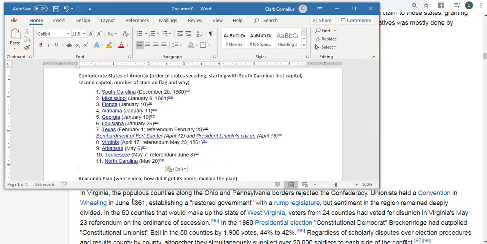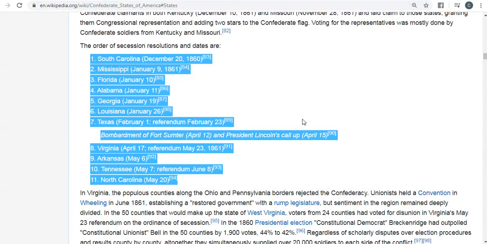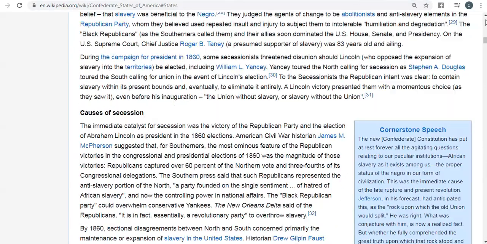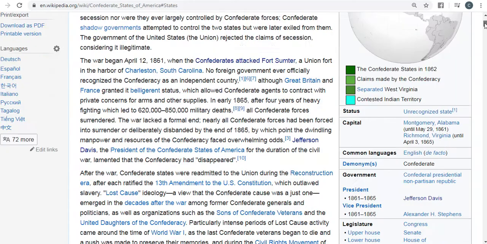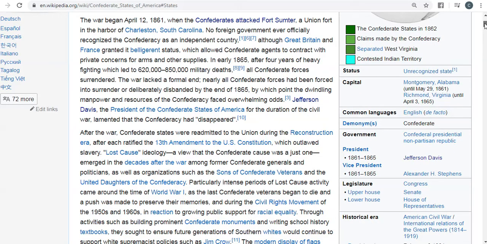The first capital. All right, let's go back to that. The first capital. I bet I can find that up here. Usually in the main box on the side, there's going to be some good information about that. Let's see. Here it is, capital. Usually on any country, you've got the capital, your main information here, the government, the president, what kind of language they speak, maybe something about the flag. Here it is. Montgomery, Alabama was the first one, and Richmond, Virginia. Okay, so there's the capital.